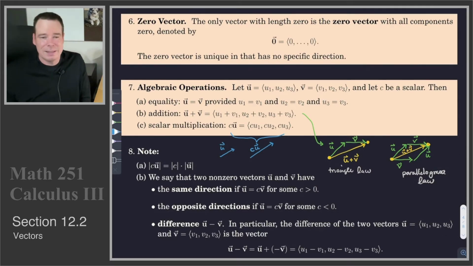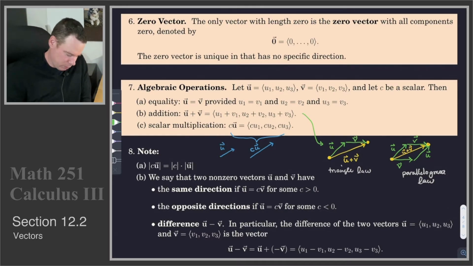So how does length change under scalar multiplication? Well, under the notes here, part A, it says that if you scalar multiply a vector by c, then the magnitude of that scaled vector is just the magnitude of the scalar that you multiplied by times the length of the original vector. And a couple more bits of terminology is we say that two vectors have the same direction if one is a scalar multiple of the other where the scalar is positive.